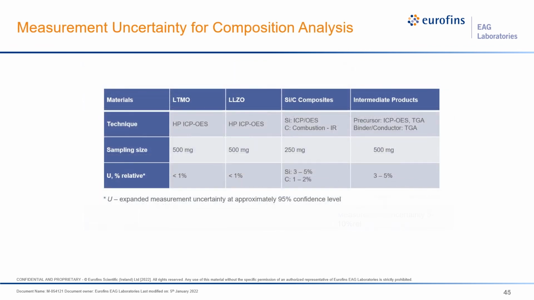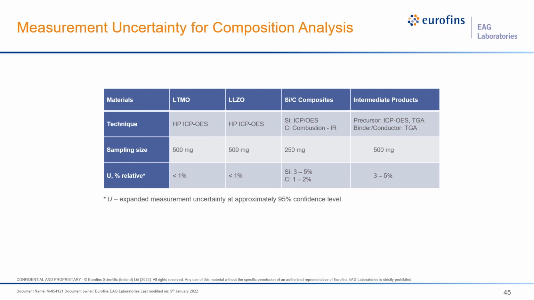And then in terms of the composition analysis, here we show you the measurement uncertainty. So when you get a number, you don't see it as the exact number, you actually know the range. Because realistically all analytical techniques will carry an uncertainty. It's important that you know how wide that uncertainty is.